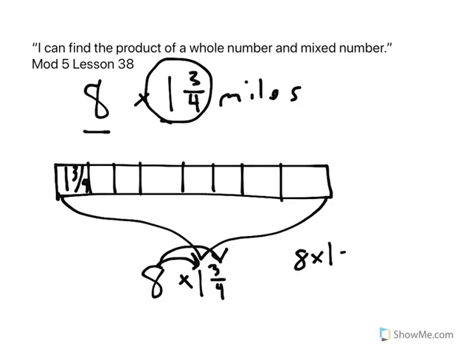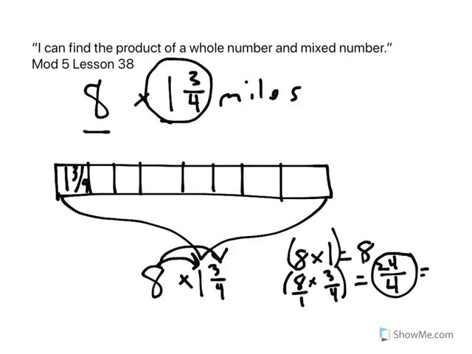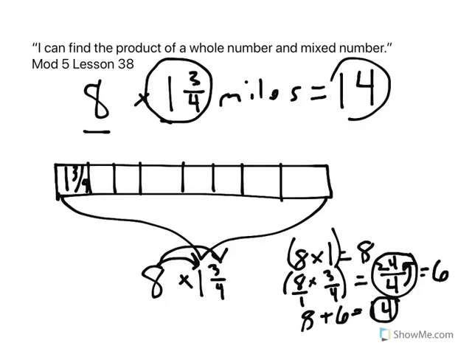8 times 1 equals 8. Okay? And then 8 times 3/4. What would that equal? Well, remember, we can just put the 8 over 1 and multiply straight across. 8 times 3 is 24. And 1 times 4 is 4. Okay, so I'm going to change this improper fraction to a mixed number. 4 can go into 24 6 times. So now I'm going to add my 2 parts. 8 plus 6 equals 14. So together, total, they ran 14 miles.